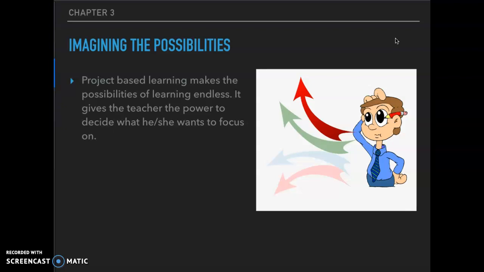Chapter 3 basically talks about project-based learning. It makes the possibilities of learning endless. It gives the teacher the power to decide what he or she wants to focus on. So with that, the teacher looks at the students, the things they're good at and things they're not so good at, and puts it all together.